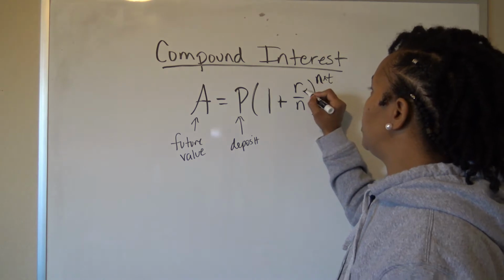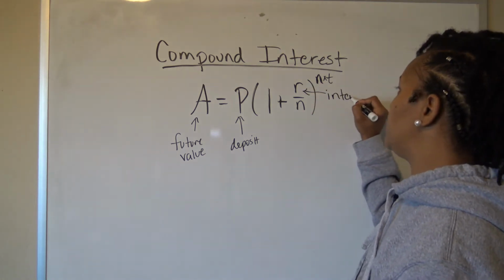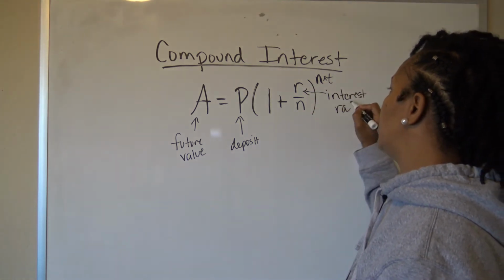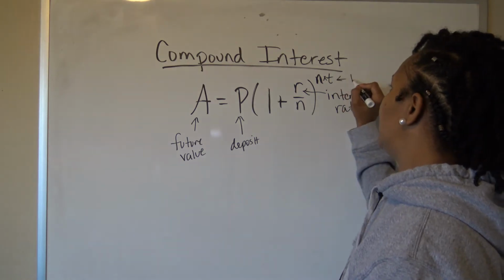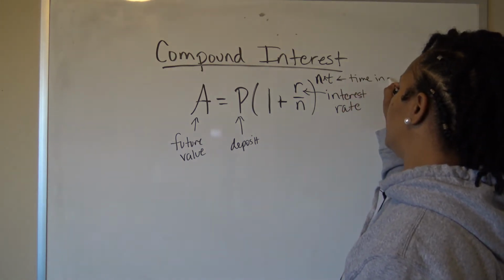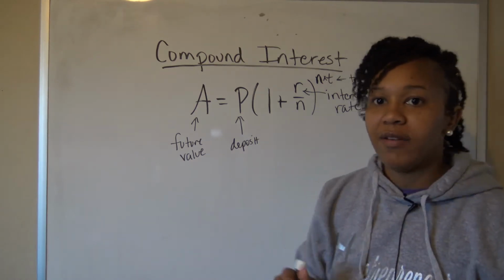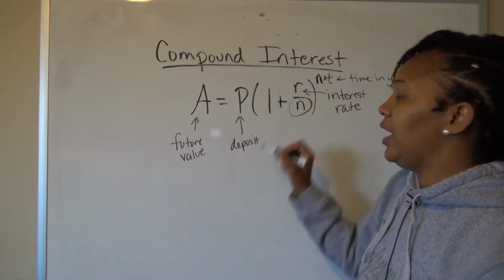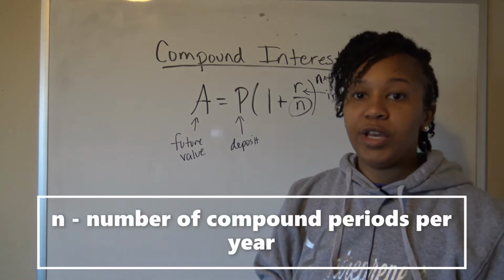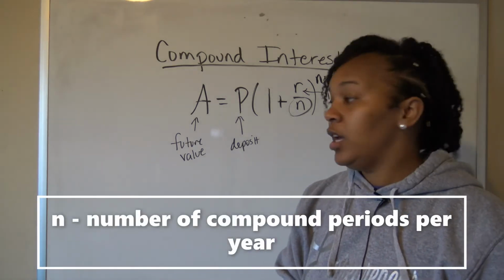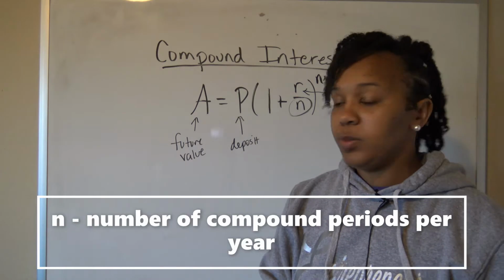R is still the interest rate. And remember, the interest rate is always as a decimal. T is still the time in years. So all those are the same, and the only new variable that we have here is N. N is the number of compound periods per year. So N is the number of compound periods per year.